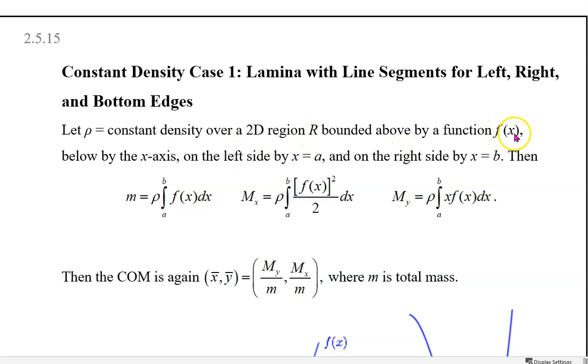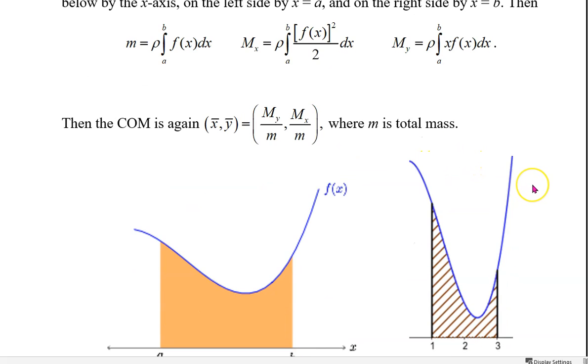It's bounded by the function f of x above, the x-axis below, on the left by the vertical line x equal a, and on the right by the vertical line x equal b. It's going to look kind of like this picture that you see here. The vertical line x equal a, the vertical line x equal b, the x-axis y equals 0, and some kind of curve for the top. Our mass is given here by rho times the integral of f of x dx. Notice that rho is a constant, so it comes out of the integral.